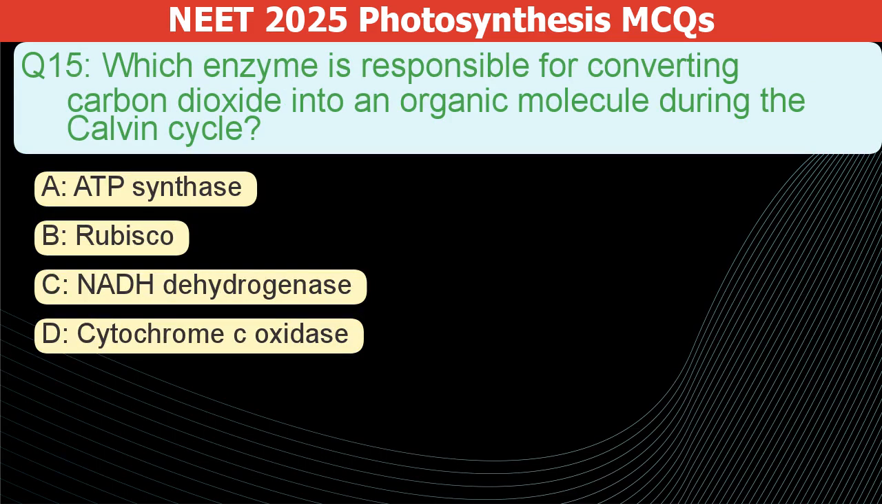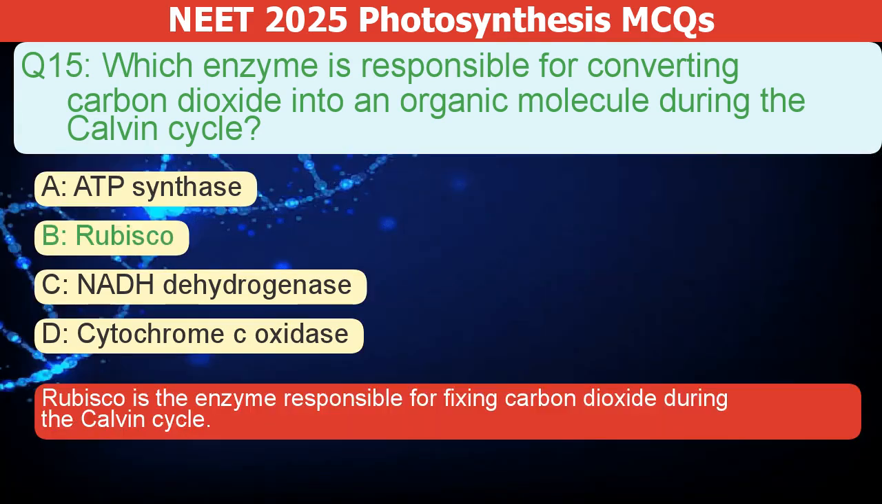Which enzyme converts carbon dioxide into an organic molecule during the Calvin cycle? A. ATP synthase. B. Rubisco. C. NAD dehydrogenase. D. Cytochrome C oxidase. The correct answer is B. Rubisco is the enzyme responsible for fixing carbon dioxide during the Calvin cycle.